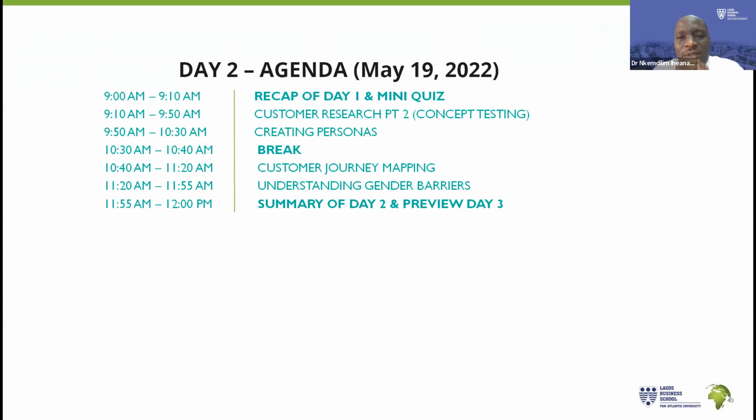So today we will have a recap of day one. We would now go into customer research, concept testing. After that, we would go into the next activity, which is creating personas. After that, we'll have a short break, and then we will go through customer journey mapping, understanding gender barriers, and that will take us to the end of day two, and then we'll have a preview of day three. Now, next slide.